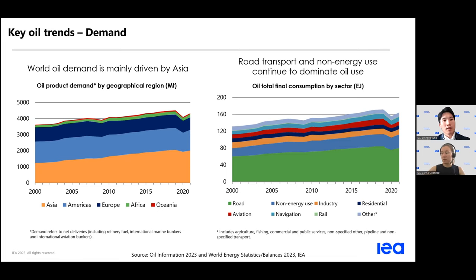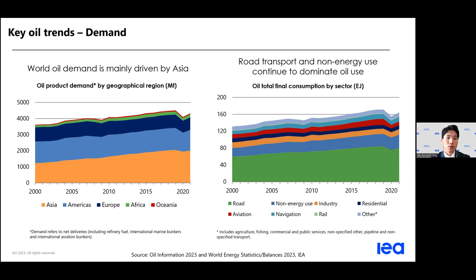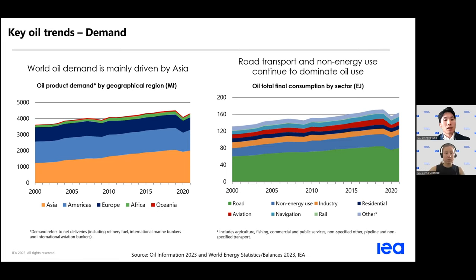Again, when we look at the demand side data on the left-hand side, we see that oil product demand is mainly driven by Asia. When it comes to the sectoral consumption data on the right-hand side, we see that road and non-energy use are the main sources that consume oil. All this information can be found in the Oil Information 2023 publication and the World Energy Statistics and Balances publication.